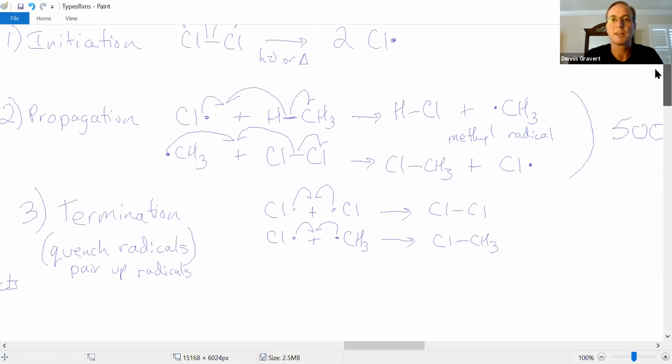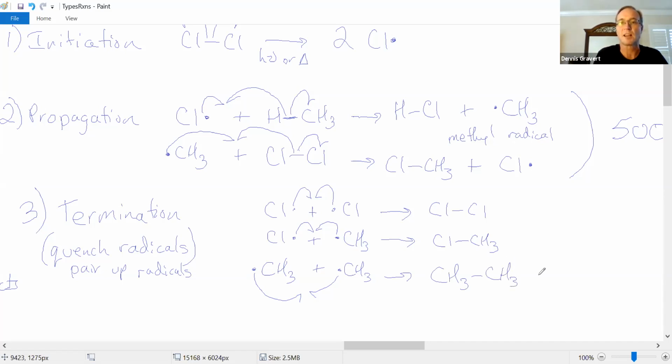The other possibility is for two methyl groups to collide. Two methyl radicals. And it's getting a little crowded up here. You can still put your curved arrows up here. You can go underneath here too. Your choice when you're drawing the molecules. So if two methyl radicals collide, you create ethane. And it turns out if you go back in the lab, you can detect trace amounts of ethane.